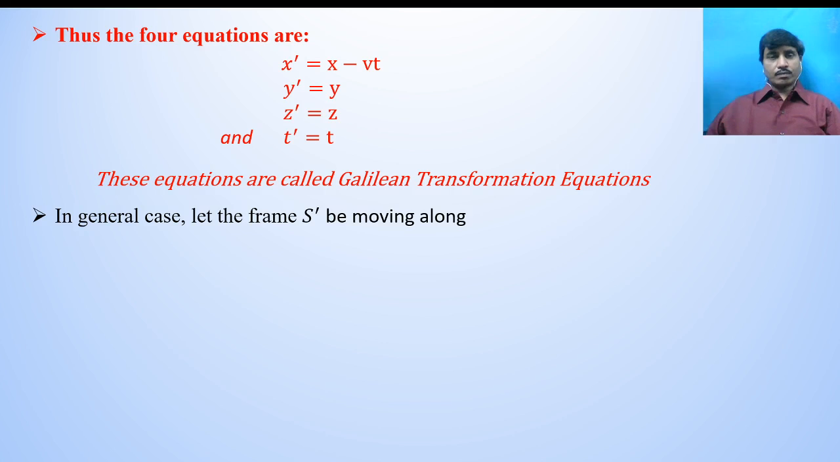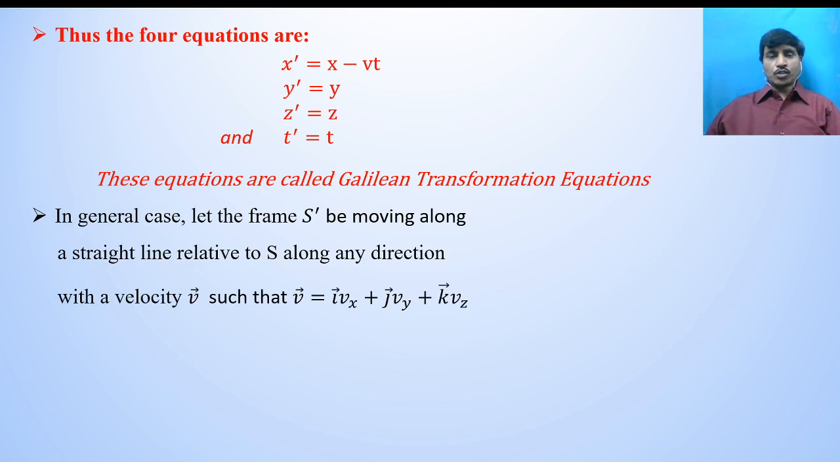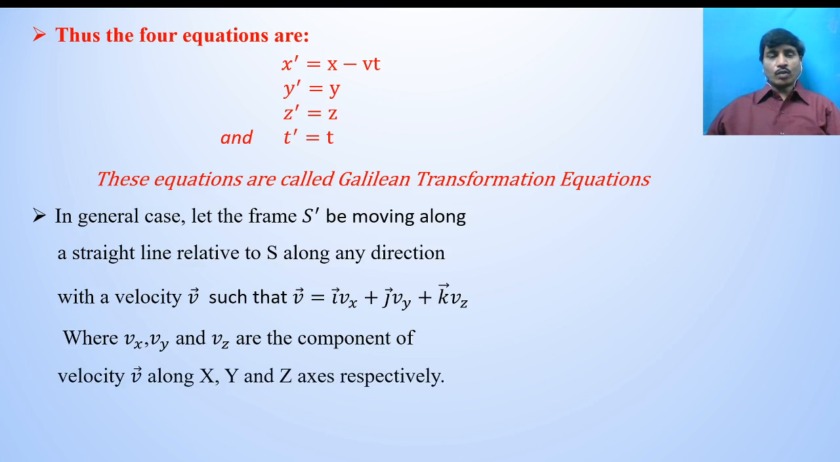In general case, let the frame S dash be moving along a straight line relative to S along any direction with a velocity v bar such that v bar is equal to i bar vx plus j bar vy plus k bar vz, where vx, vy and vz are the components of velocity v bar along x, y and z axis respectively. i bar, j bar and k bar are the unit vectors along the three coordinate axes respectively.